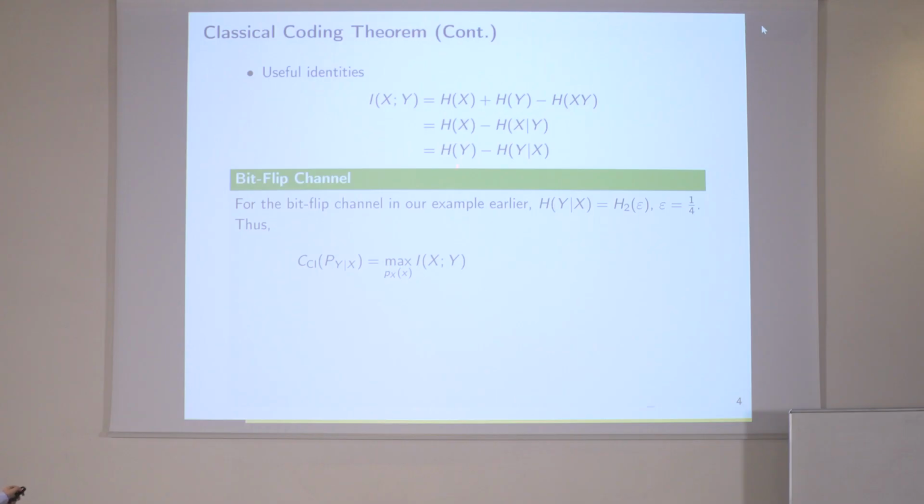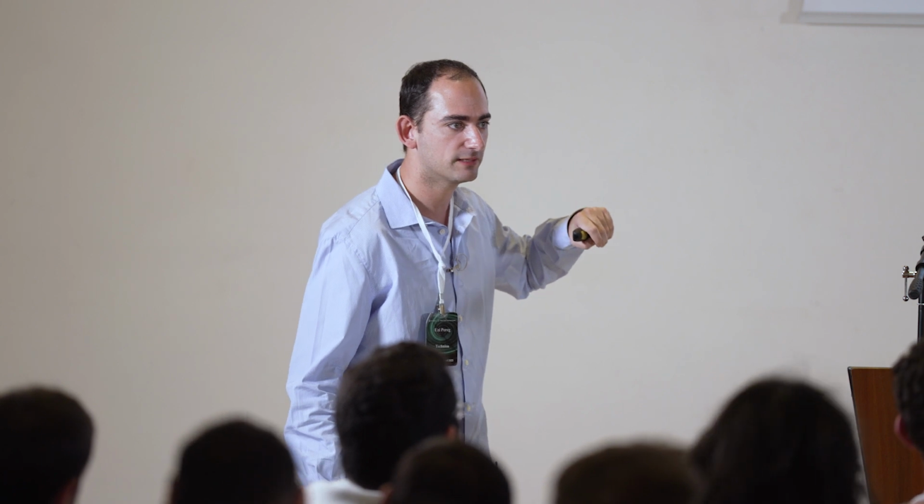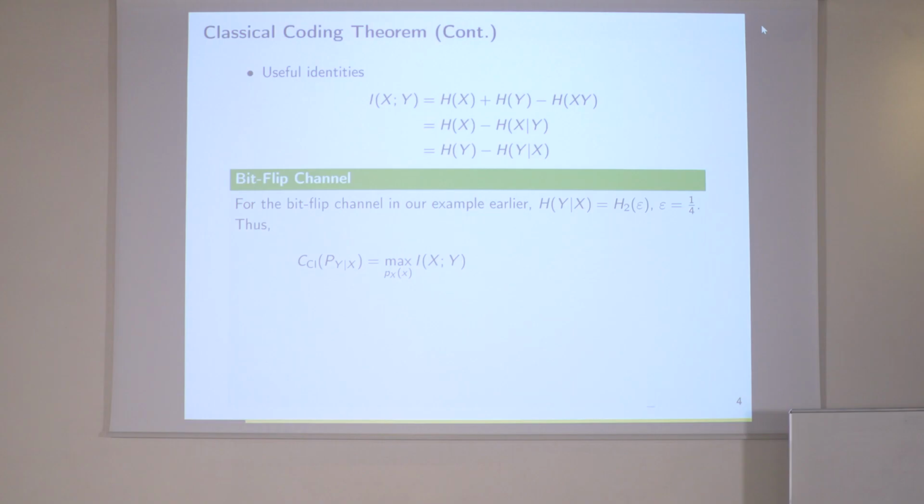Now, I remind you, those are some identities that we've seen last time. And we've looked at this bit flip channel that flips the bits with a probability of 1/4, if you recall. So now I would like to compute the capacity of this channel. So I want to compute this maximum, but I can also write the mutual information using this identity.